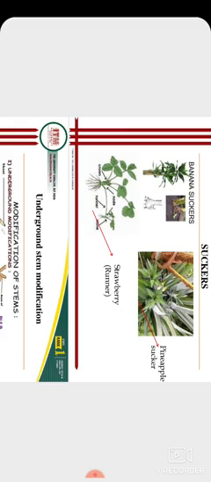Now subaerial stem. It is of four types: runner, stolon, offset and sucker. Examples are banana and pineapple suckers. After that, strawberry is a runner.